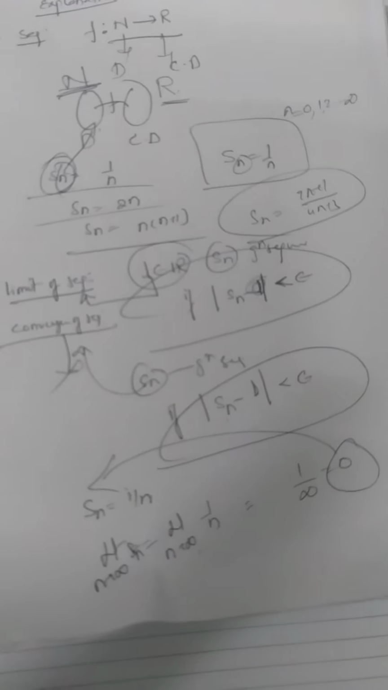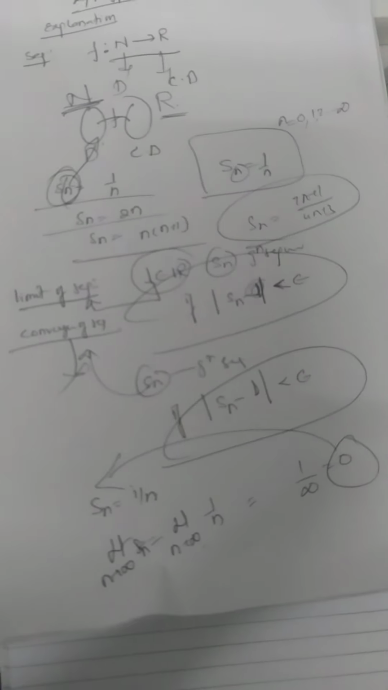Now, what is the convergence of a sequence? Let Sn be a sequence. Sn is said to be convergent if mod of Sn minus L is less than epsilon, where epsilon is a small quantity just greater than 0.